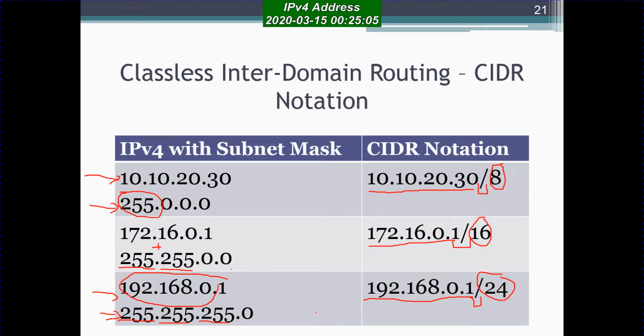So we have now covered the most important aspect of classful IP addresses. I will see you in the next video to talk about subnetting.